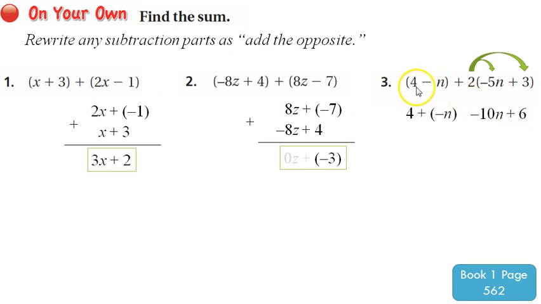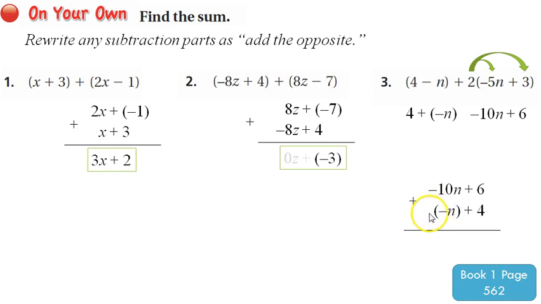We also rewrite this 4 minus n as 4 plus negative n. Let's go ahead and stack these and combine them. At this point, we notice that our terms are not exactly below and above each other. Go ahead and use commutative property to make that negative n in front and this 4 after. Now we can combine like terms.